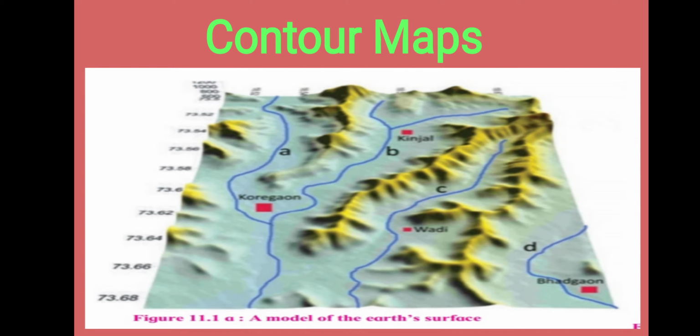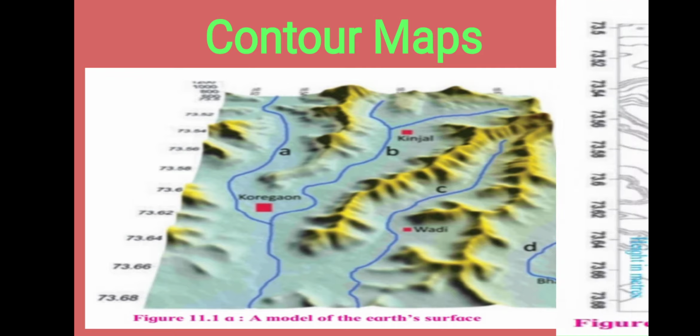But in a 2D map, or the map in the textbook, how will we show this height? For this, we use a particular map. We use contour lines to draw that map, and that map shows the height of mountains. These types of maps are known as contour maps. The maps which use contour lines are known as contour maps.